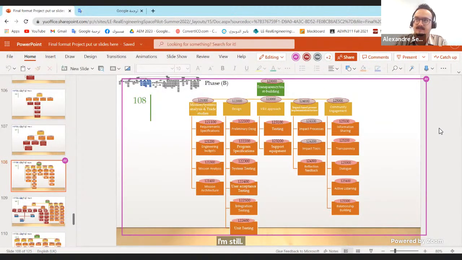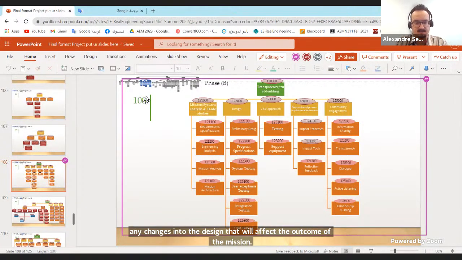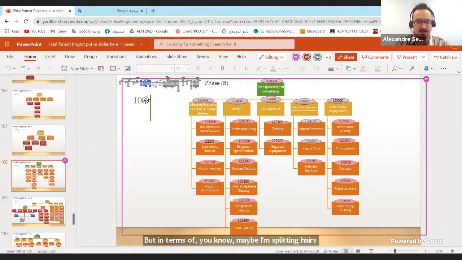More leaning towards that this would be a task that would fall under communication, because if there's no expertise, the communities can't really help. If they're going to design the comm systems, well, they don't know about electronics and all these things. I agree with you that, however, it's important to keep them in the loop about how things are going, if there are any changes in the design that will affect the outcome of the mission. But maybe I'm splitting hairs here, in terms of the work breakdown structure, that doesn't really make sense to me. But I understand where you're coming from, where the intent is.